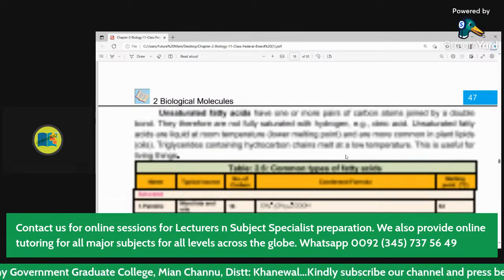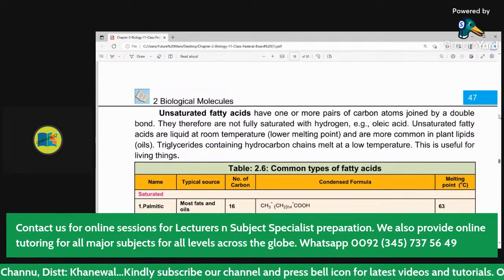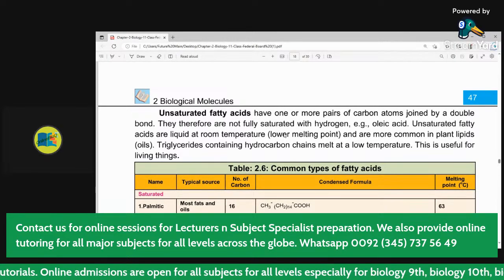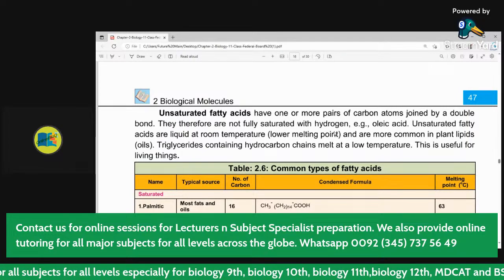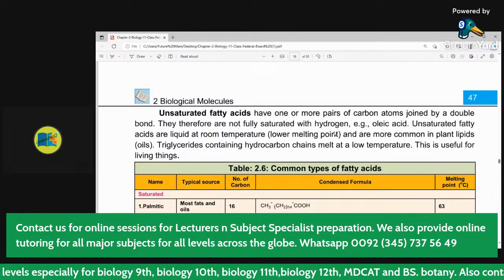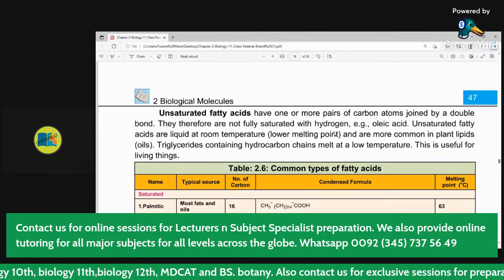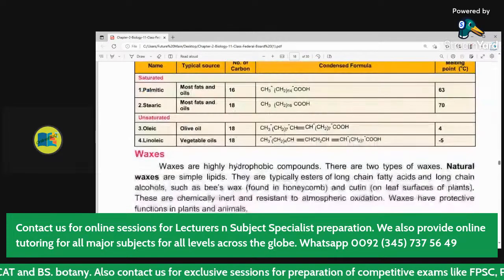Then we see unsaturated fatty acids. They have one or more pairs of carbon atoms joined by double bonds. They therefore are not fully saturated with hydrogen, which means that they do not contain the maximum number of hydrogen atoms due to the presence of double or triple bonds. An example includes oleic acid.